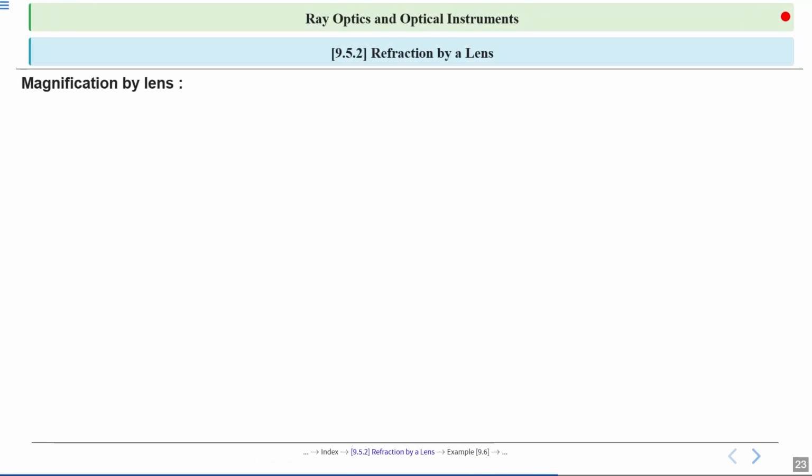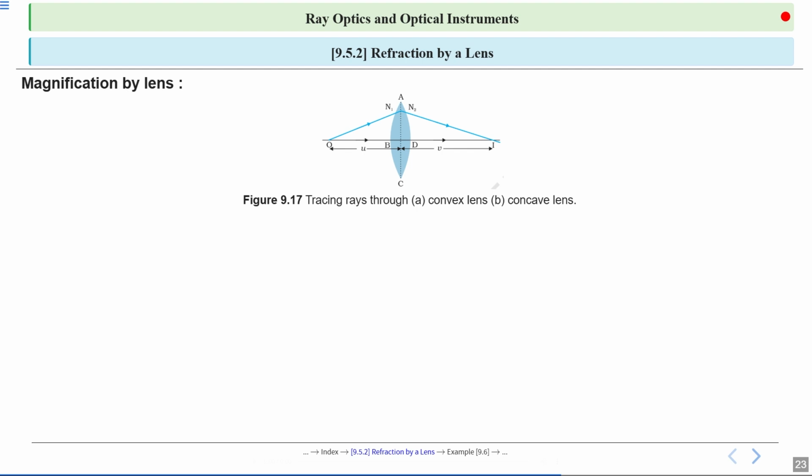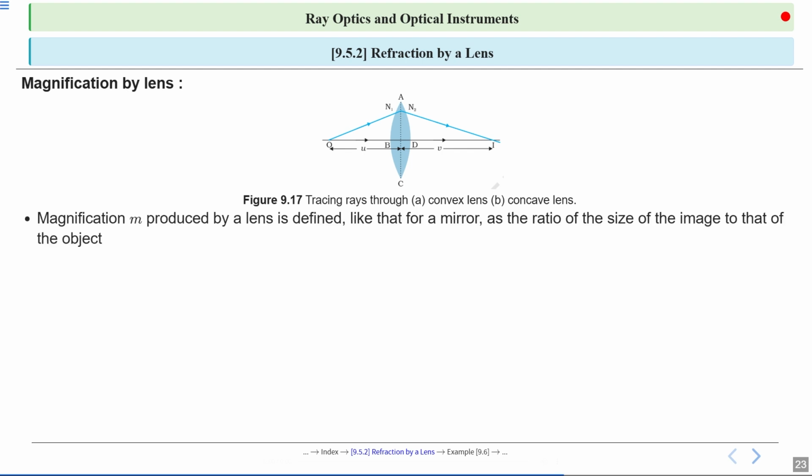Now magnification by lens. Magnification M produced by a lens is defined, like that for a mirror, as the ratio of the size of the image to that of the object. Similar to spherical mirrors.